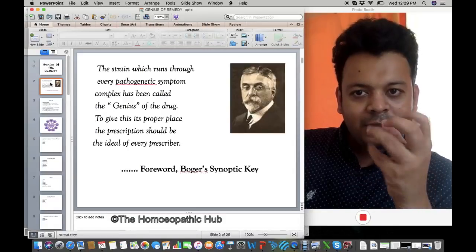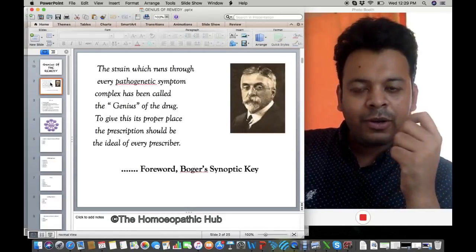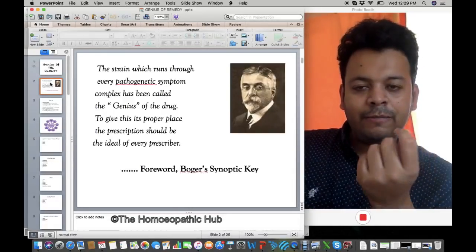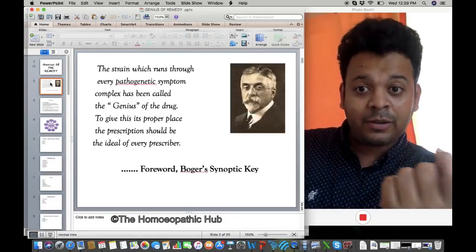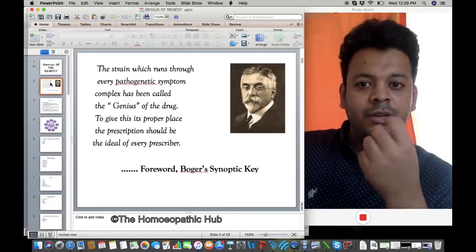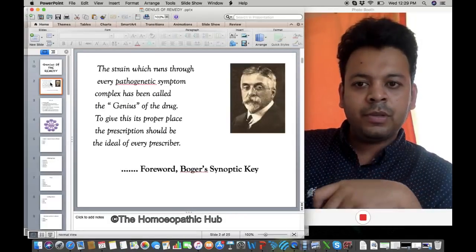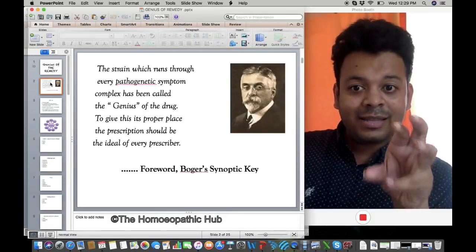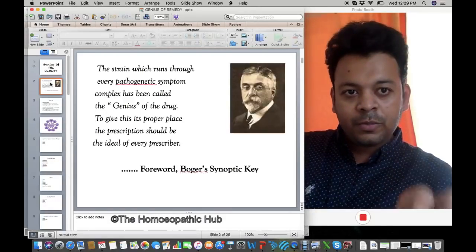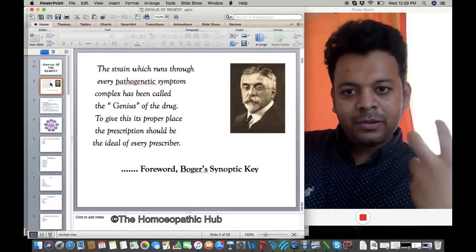He told me this is the center, this is the thread that passes through every remedy, every indication of that remedy that you have to learn. The genius. What is the genius? The center that runs through every symptom. And to give this genius, the center, in the prescription, should be every prescriber's main duty.